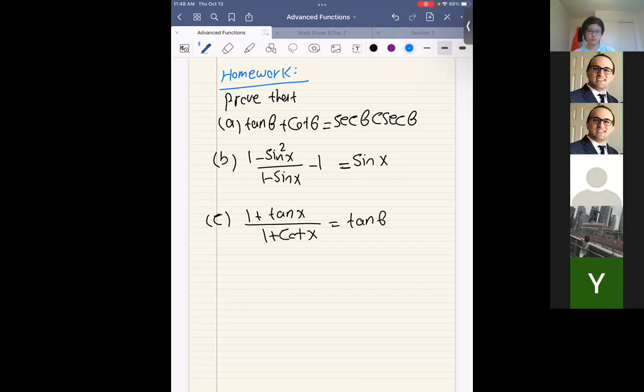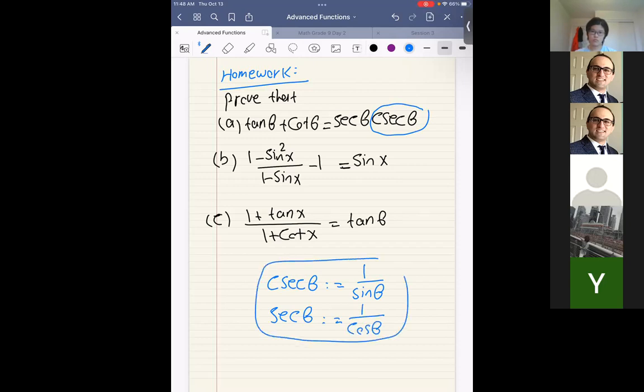And by the way, I told you that this guy is cosecant. It is equal to 1 over sine of theta. That's the definition. And secant of theta, we just saw that it's 1 over cosine. So when I put 3 lines like this equal, that means that is the definition of something.